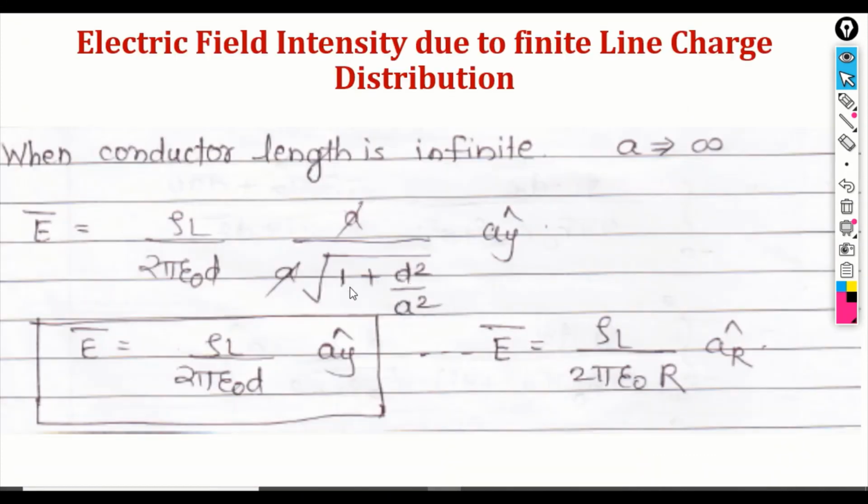So substituting a is equal to infinity, 1 upon infinity will be equal to 0. So this total term will result in 1. So I get an expression, it is rho L upon 2 pi epsilon 0 d into a unit vector, or the same you can write as rho L upon 2 pi epsilon 0 r into unit vector ar. So this is my general expression for electric field intensity due to, I should remember, the infinite line charge distribution.